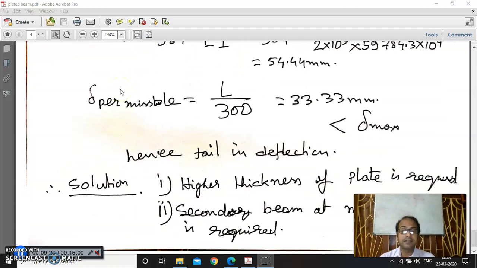So this is the calculation method of how we can do the design of a plated beam. Thank you for your patient hearing.